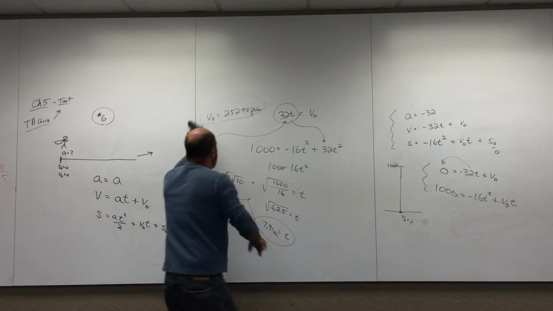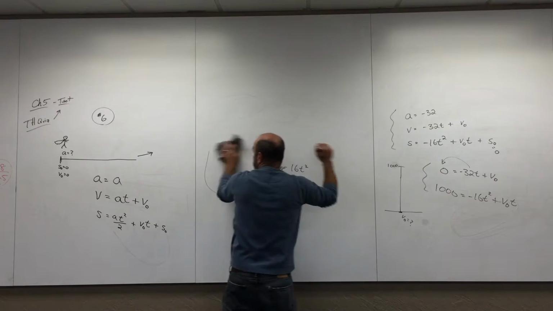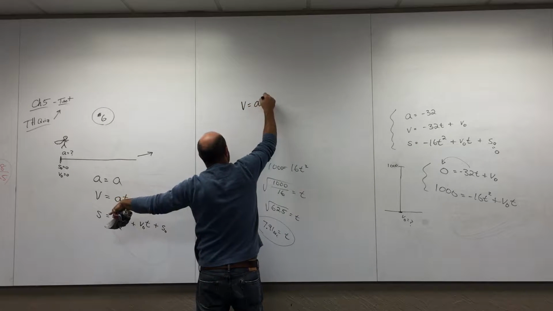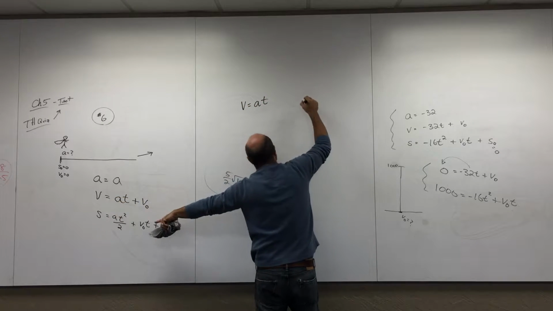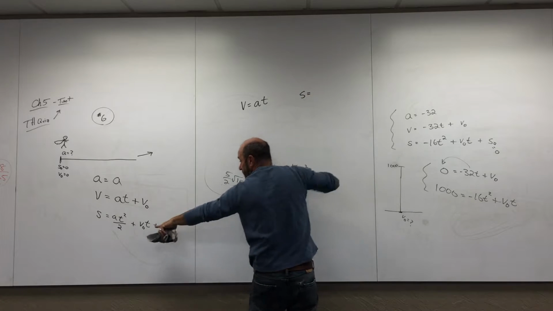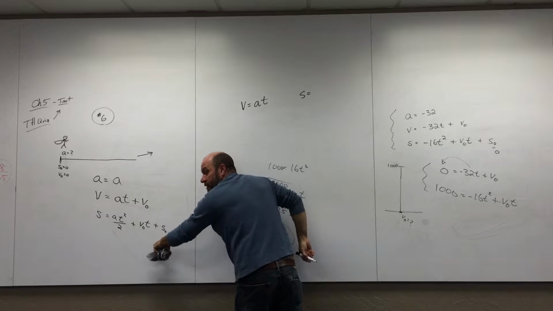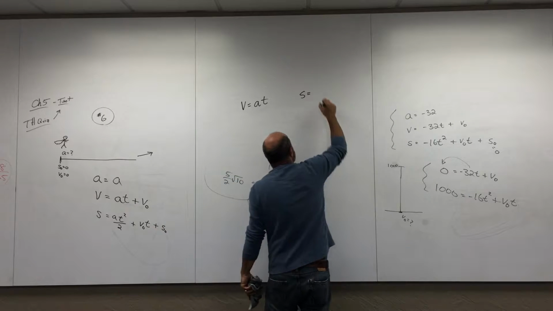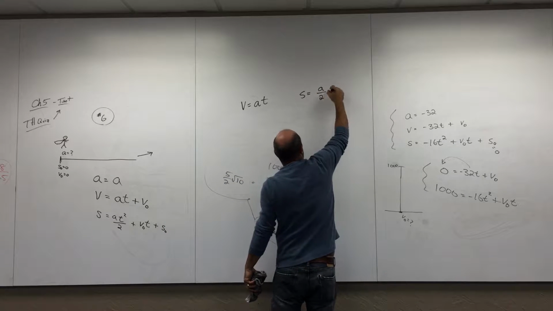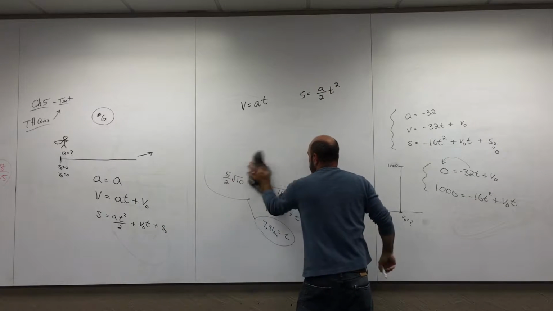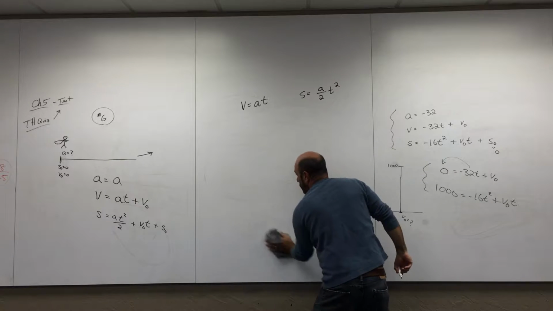That makes my velocity equation just turn into this, and it makes my distance equation turn into, hey, if that's 0 and that's 0, my distance equation is just a over 2 t squared. You guys with me? Yeah. All right, so here we go.